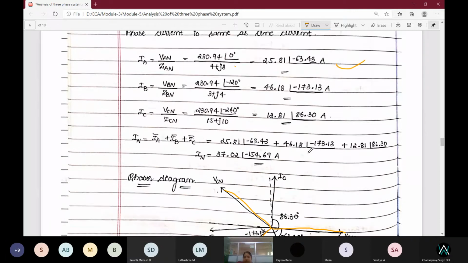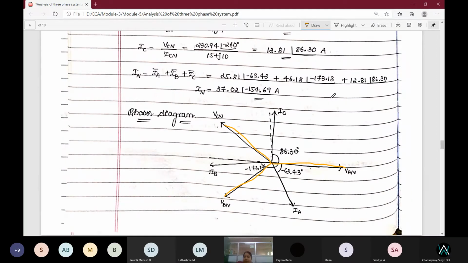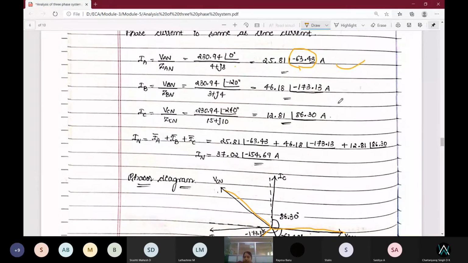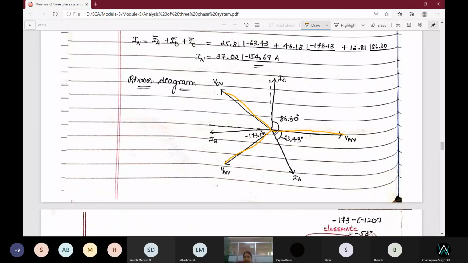Next, what you have to see is the line current IA, which is minus 63.43. The 0.43 you can just neglect and take minus 63. How will you decide? If I draw the dotted points here, this is minus 90 degrees, this is plus 90, this is plus 180, this is minus 360. So minus 63 will be between VAN and this 90 degrees. So you can take an approximation of IA like this, with angle minus 63.43.